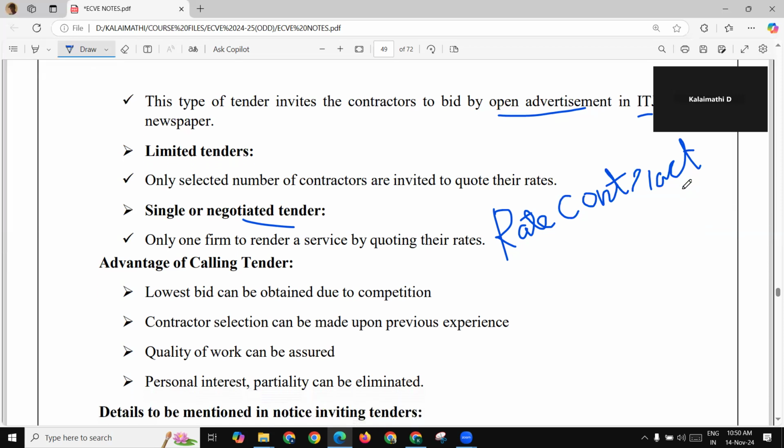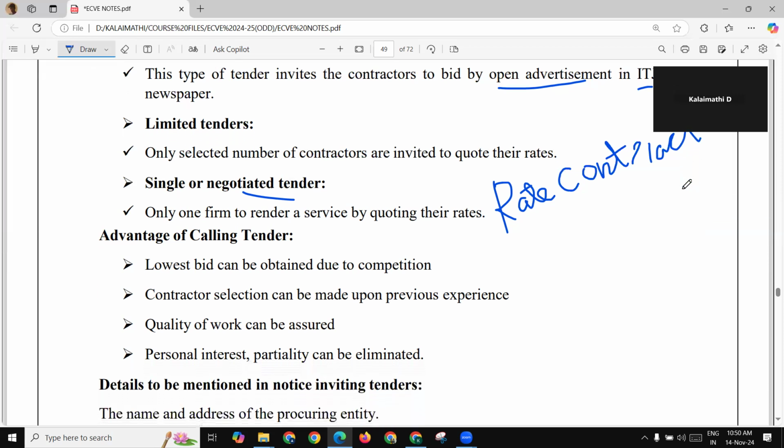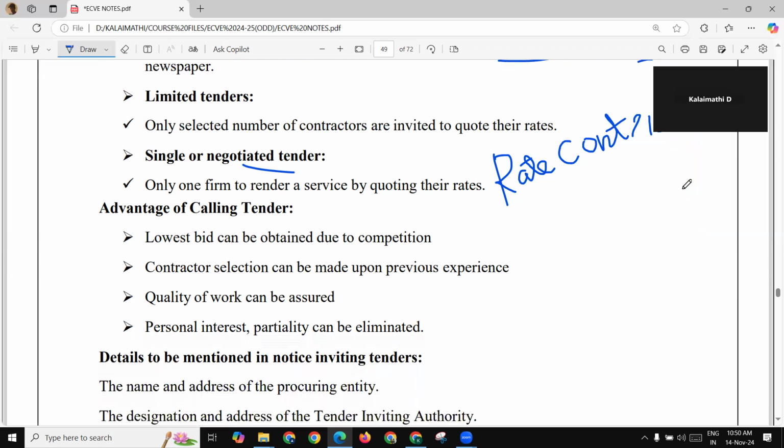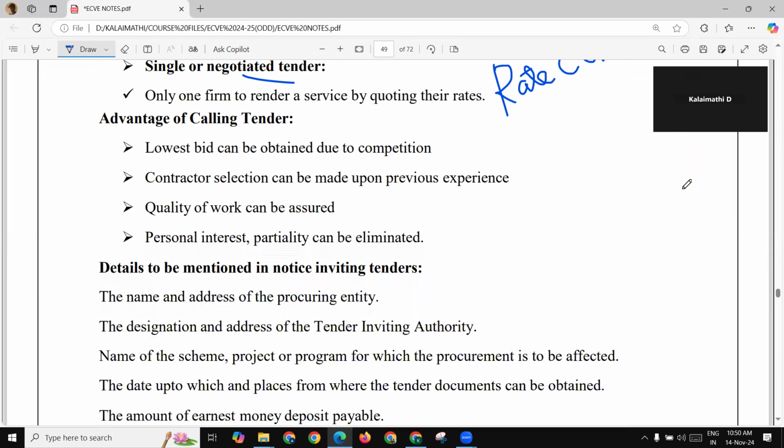So, what are the advantages of calling tender? Lowest bid can be obtained due to competition. If I am doing a work, it might cost 1 lakh rupees, and for another person it might be 2 lakhs. It will be the same work, but for me it is 1 lakh, but for her it is 2 lakhs.